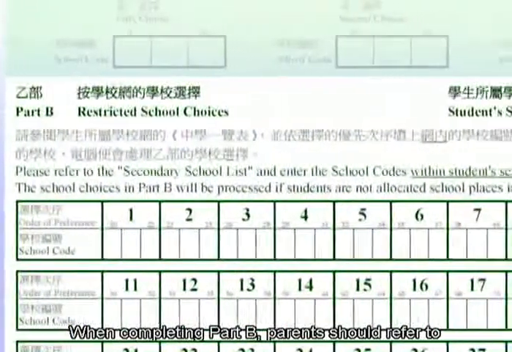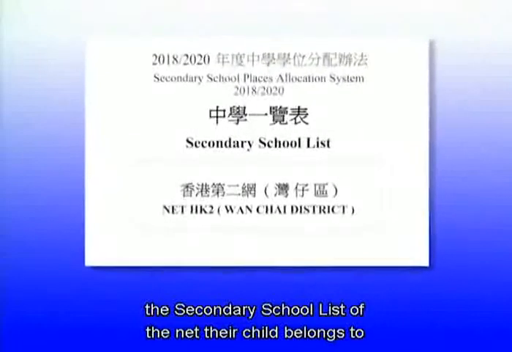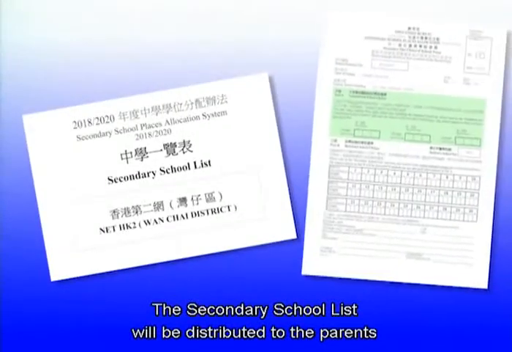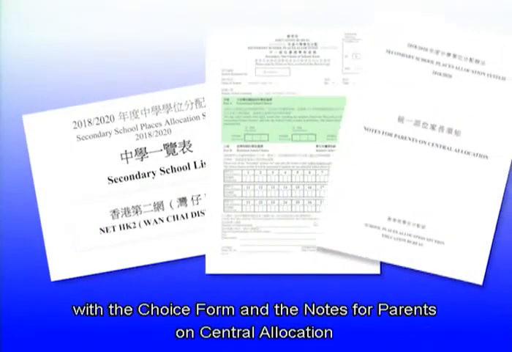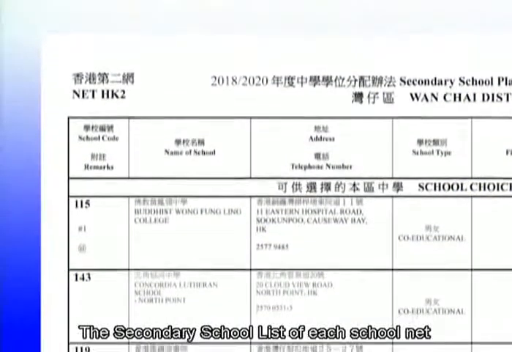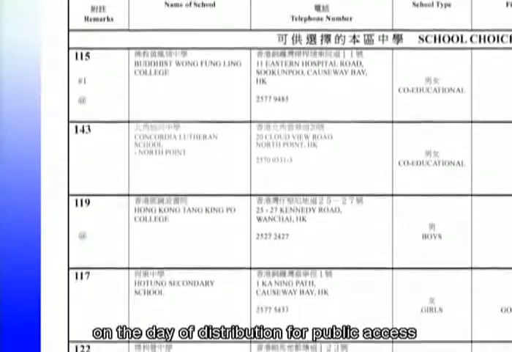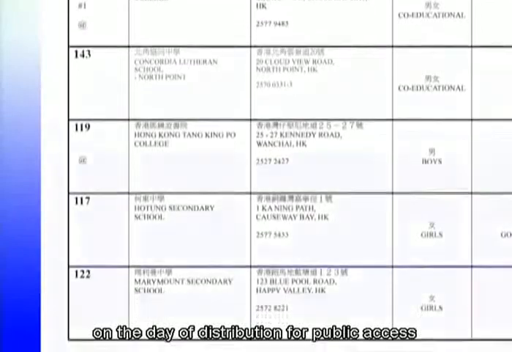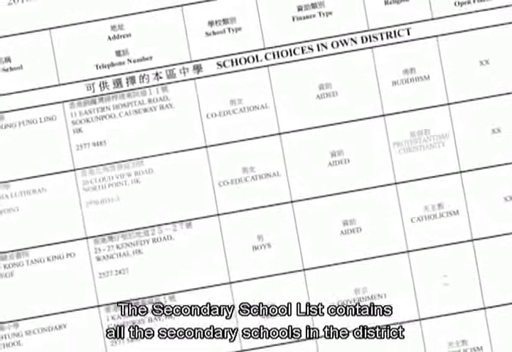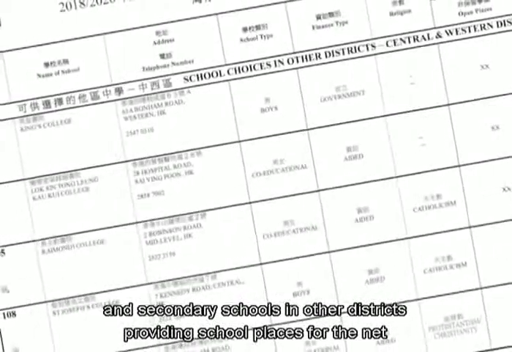When completing Part B, parents should refer to the secondary school list of the net their child belongs to. The secondary school list will be distributed to the parents with the choice form and the notes for parents on central allocation. The secondary school list of each school net will also be uploaded to EDB's homepage on the day of distribution for public access. The secondary school list contains all the secondary schools in the district and secondary schools in other districts providing school places for the net.